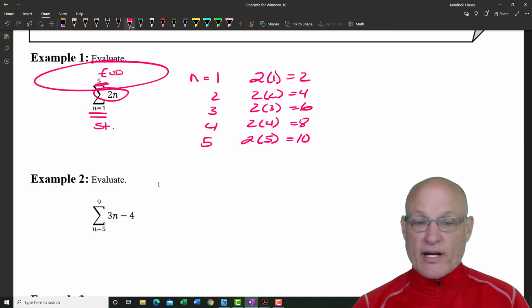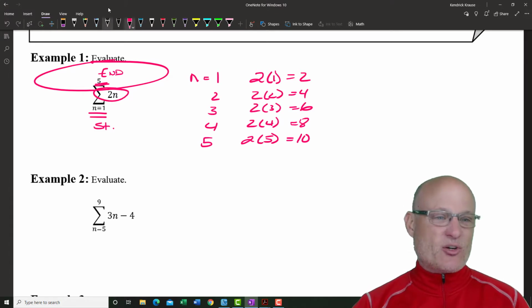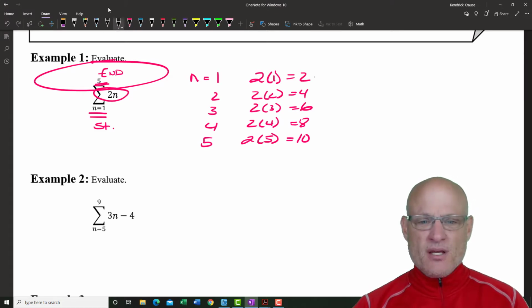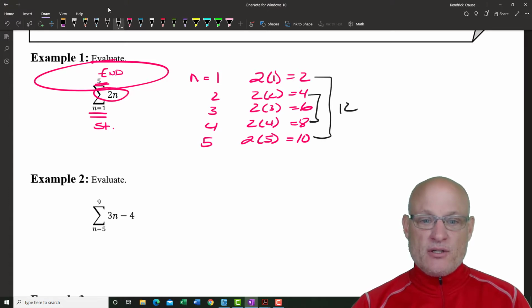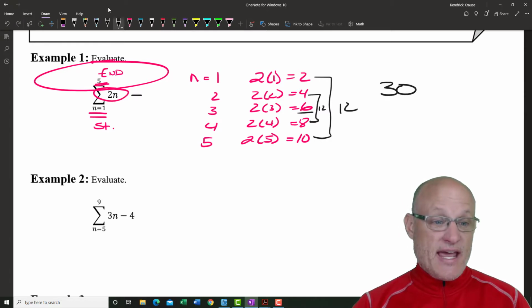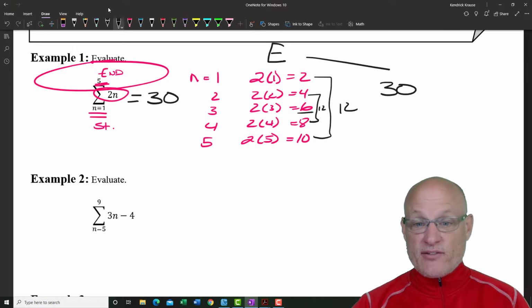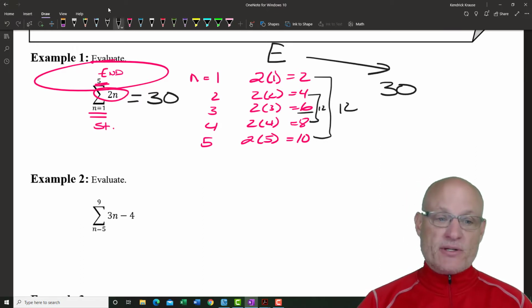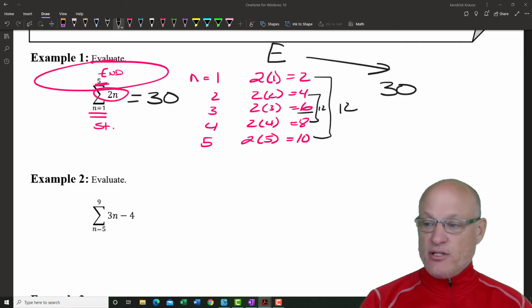So we're going to add all this up. Now let me just teach you guys a quick thing about adding. These two add up to 12, and these two add up to 12. So 12 and 12 is 24, plus 6 is 30. So the answer to this question is 30, because the big E says add them up. So that's what we do at the end. We just add them all up. So the answer to that question is actually 30.